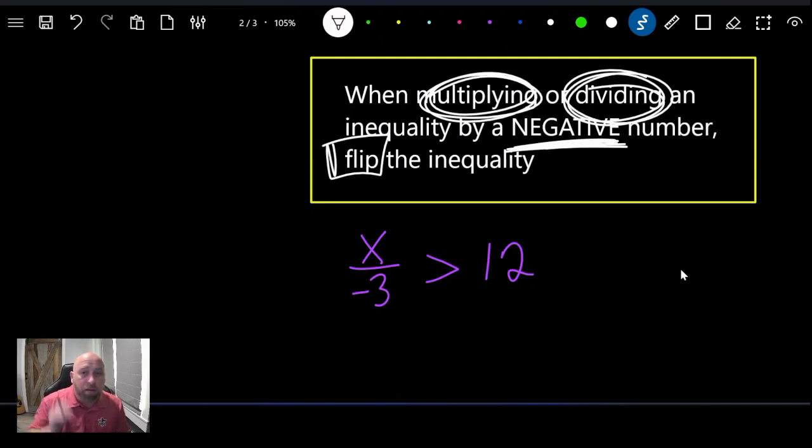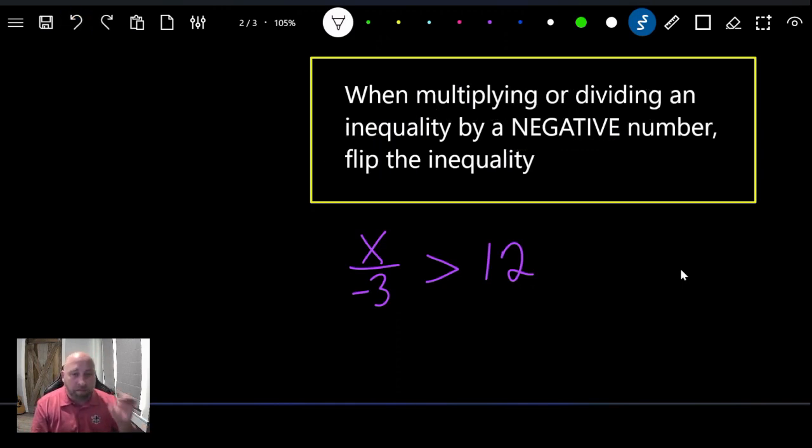There's your keys right there. Multiply, divide, negative, flip. Okay? Write that statement down. That statement is so important. You're going to miss these if you don't do these right.